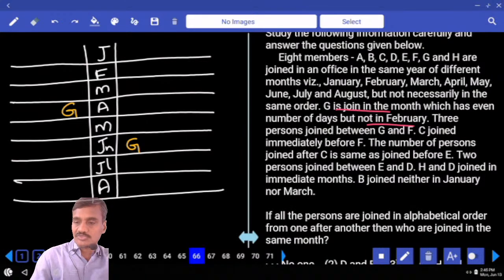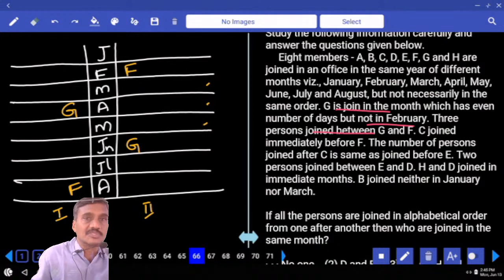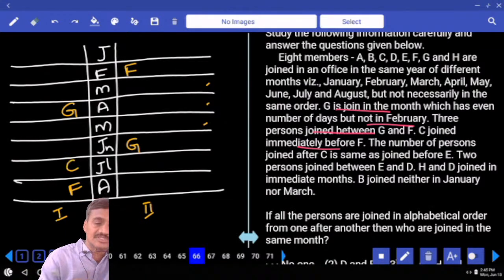Next, 3 persons between G and F. In between G and F, there must be exactly 3 persons. Hence, in the first case, F must be in the month of August. And in the second case, counting 1, 2, 3, 3 persons between G and F, F must be in the month of February. Done with this? And C joined immediately before F. Hence, in the first case, C must be in the month of July. And in the second case, C must be in the month of Jan.